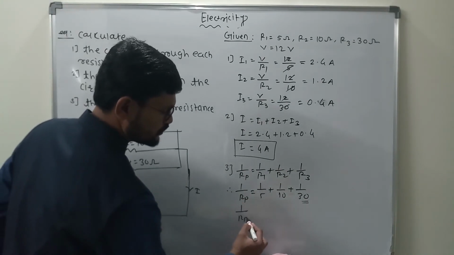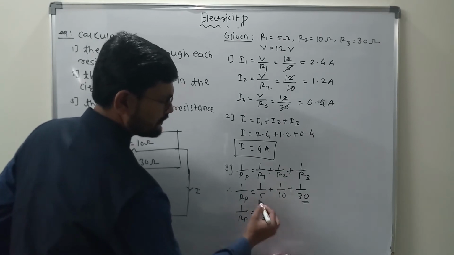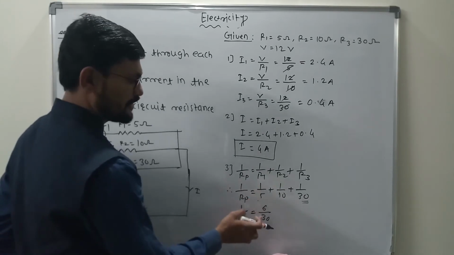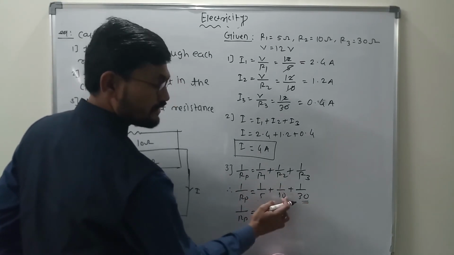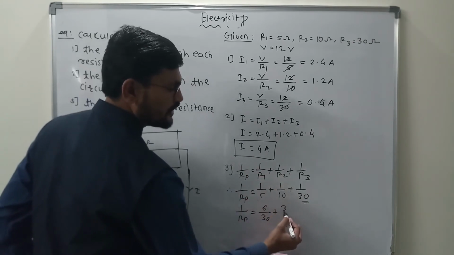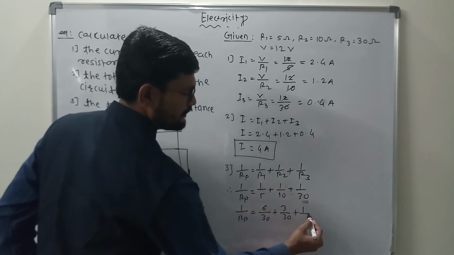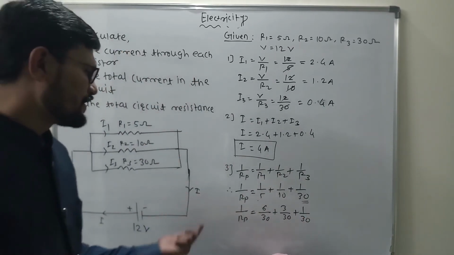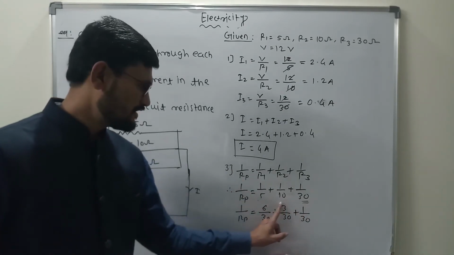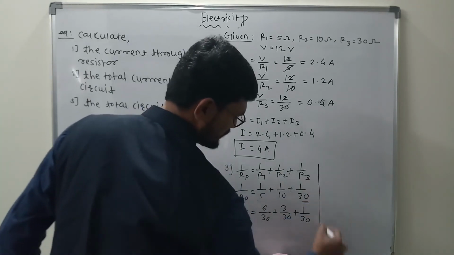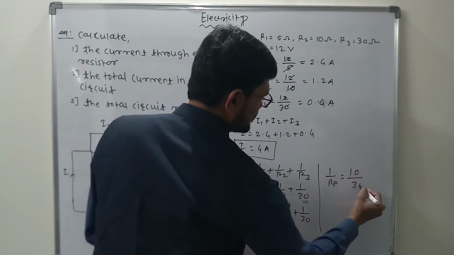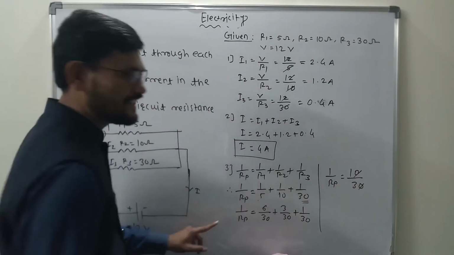1 by Rp is equal to 6 divided by 30. 5 6s are 30, multiplied by 6 in the numerator as well as the denominator, just to make the common figure. Here we should multiply by 3, because I need to get 30. So 3 1s are 3, 10 3s are 30. Plus 1 divided by 30. Now use the simple rule that if the denominators are common, just add the numerators. 6 plus 3 plus 1, 9 plus 1 is 10. So 1 by Rp is equal to 10 by 30. The zeros cancel. What is remaining now?